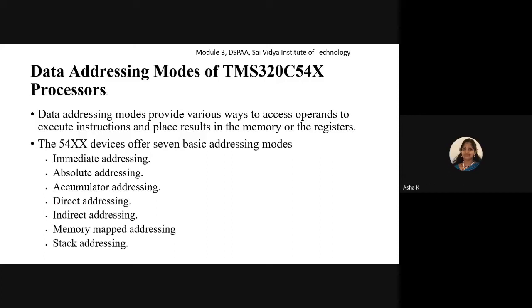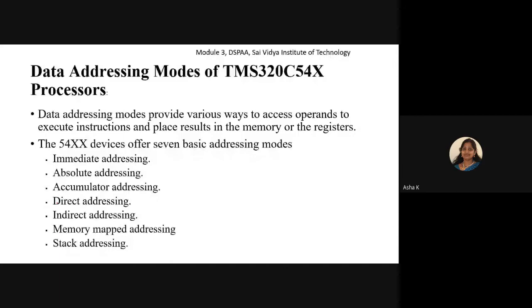So we have completely seven different types of addressing modes. The seven types you all should remember are immediate addressing, absolute addressing, accumulator addressing, direct addressing, indirect addressing, memory mapped addressing, and the last one is stack addressing. If you practice once, it will be in your fingerprint, because you are in the seventh semester. By this time, many times you have heard the word addressing mode. A few addressing modes are common, but what is extra here is absolute and accumulator addressing, memory mapped addressing, and stack addressing.